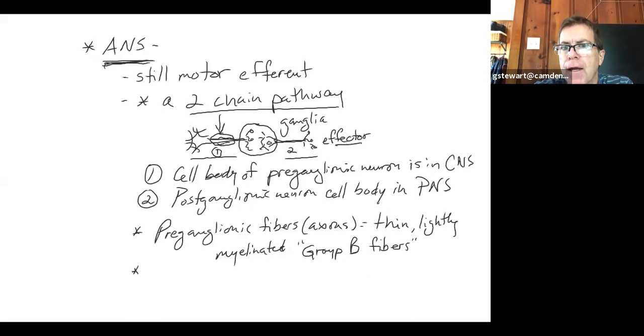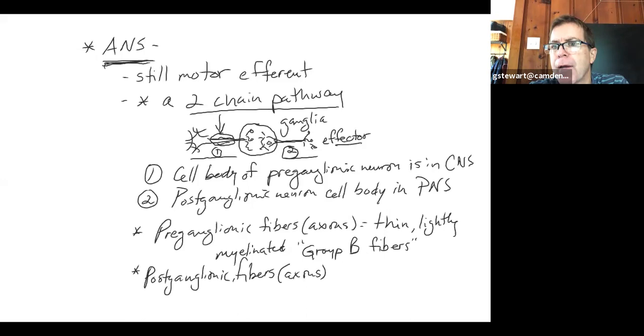The postganglionic fibers, that means the second neuron in this chain, and I'm just going to write axons, that's what we mean by fibers. These are super thin, so I'm going to write thinnest, and they are unmyelinated. So they're the slowest, group C fibers. They transmit impulses roughly 2 to 3 miles per hour.